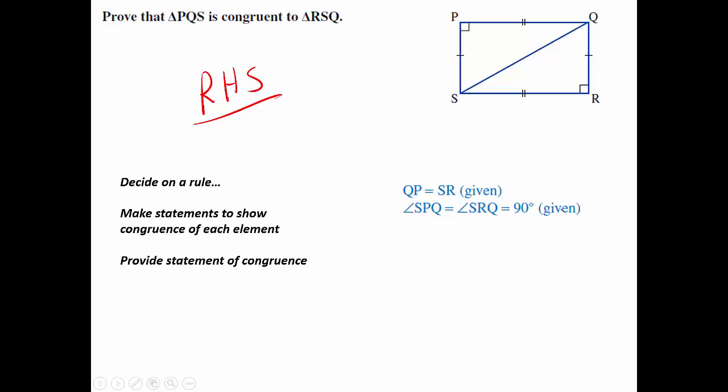Okay, and now that's my right angle, and I've got my side, and now I need to prove that they have the same hypotenuse. So again, I'm saying that QS is common. If it's common that they're sharing it, so they both have the same hypotenuse. And now I need to make a statement of congruency. So I say triangle PQS is congruent to triangle RSQ. Make sure you get all the right letters in the right order, and you give your reason, RHS. And that's how you write a proof for congruent triangles.